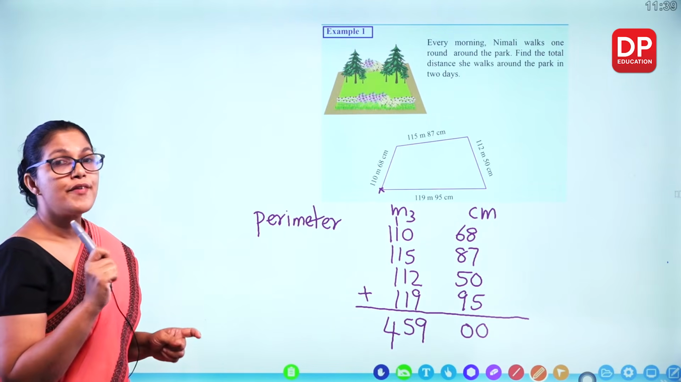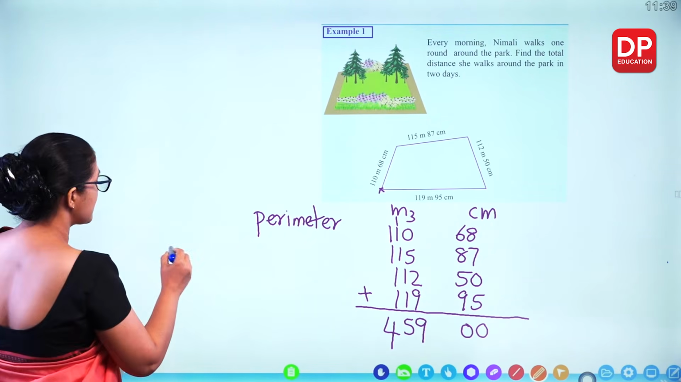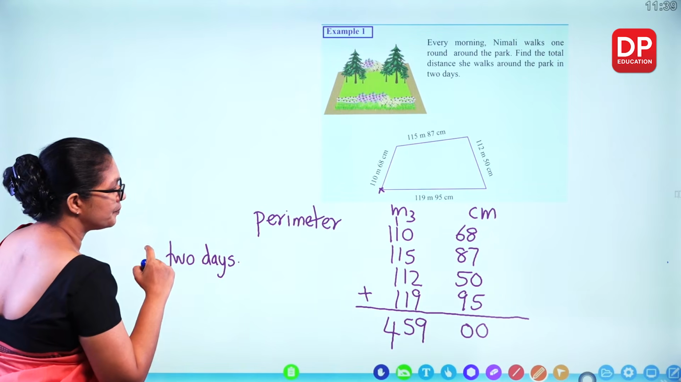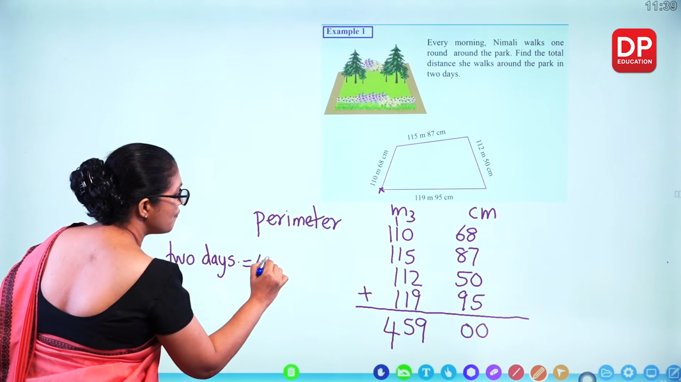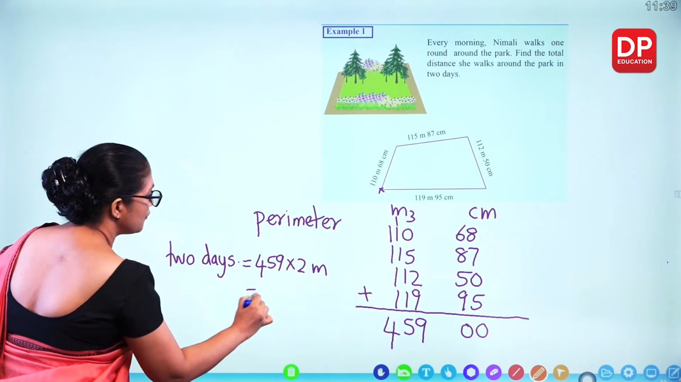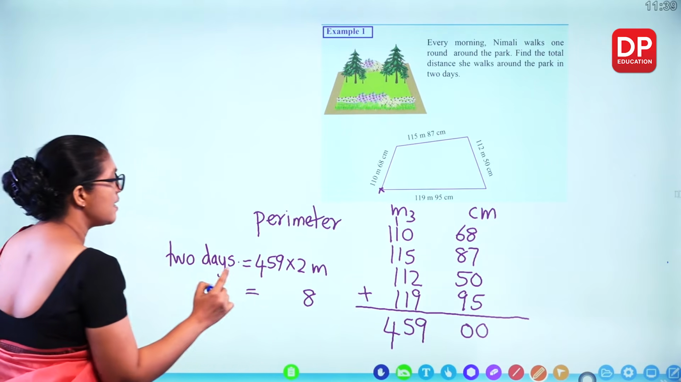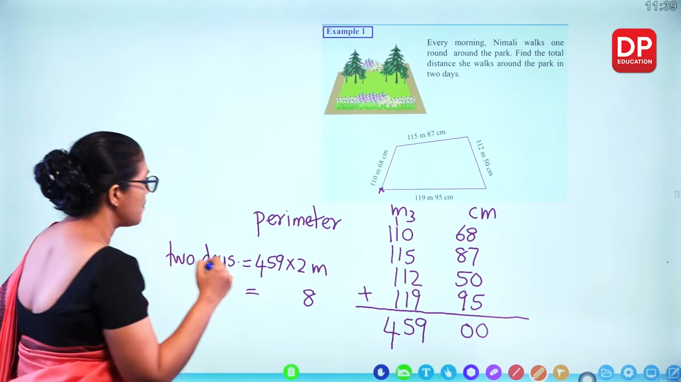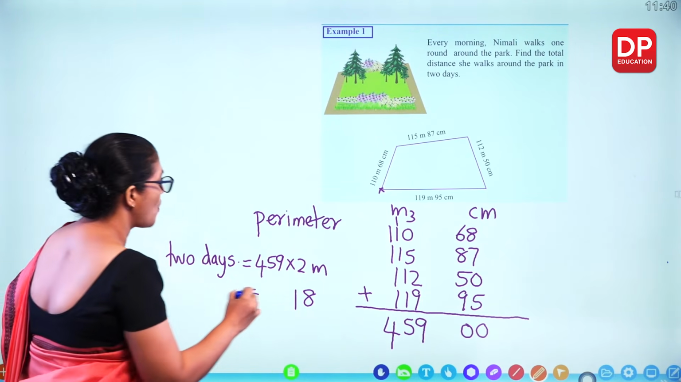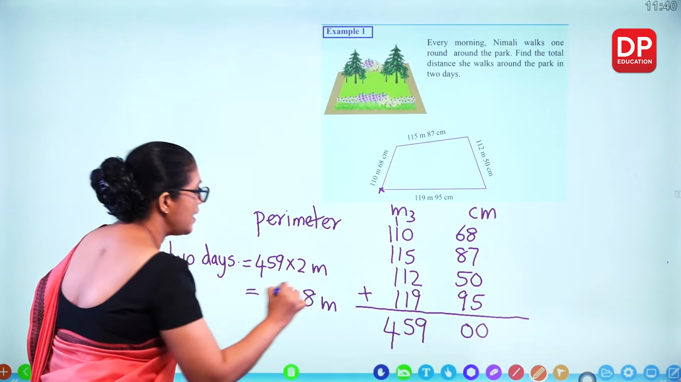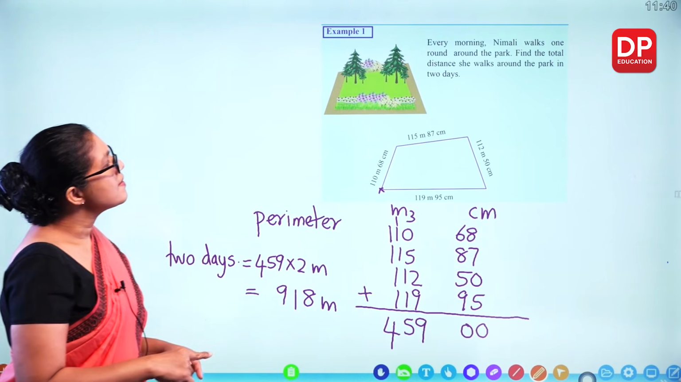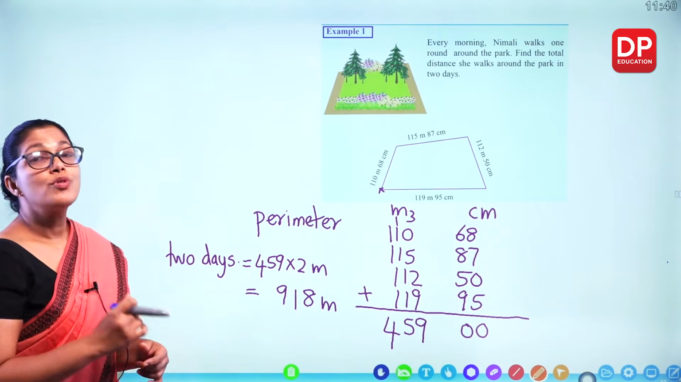So that's 1 day. 2 days. You have to multiply this by 2. So 459 meters into 2. What's the answer? 2 times 9, 18. 1 remaining. 2 times 5, 10 plus 1, 11. 1 remaining. 2 times 4, 8 plus 1, 9. 918 meters are there. That's the total distance she walked for 2 days.